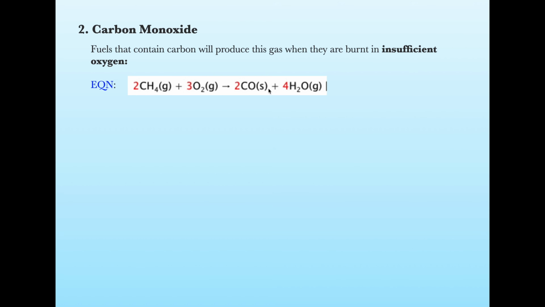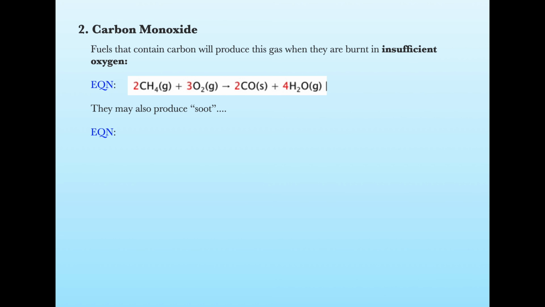And this is a mistake. That should be a gas, not a solid. So you can change that on your sheets. And then the balancing is slightly different. So you set the products as carbon monoxide and water, and then you balance with as much oxygen as you need.